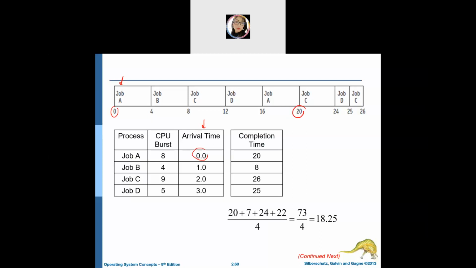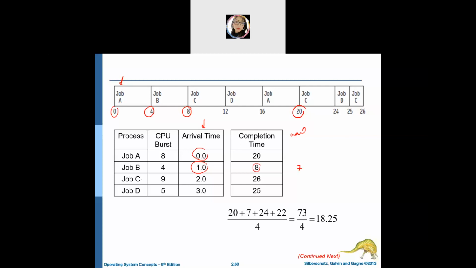For job B, your arrival time is 1. You start at 4 and you're going to finish at 8. This is your completion time. But you arrived at 1, so your waiting time is equal to 7.